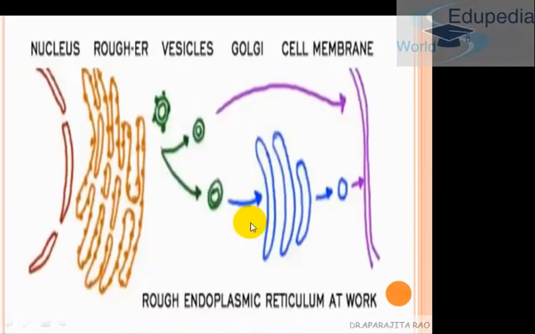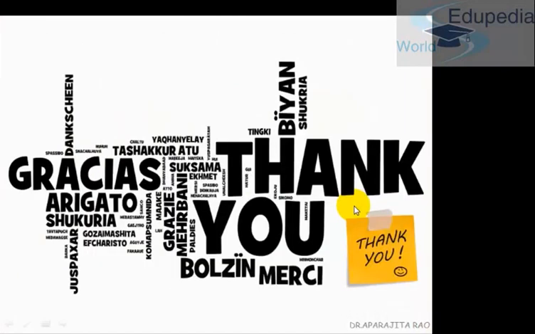So in brief, whatever we talked about right now: the nucleus and rough endoplasmic reticulum together make some protein. The protein goes to the Golgi body for finishing, and then finally to the place where it is needed in the cell. So that's all about the rough endoplasmic reticulum that we need to study.